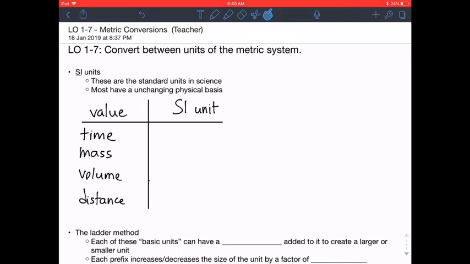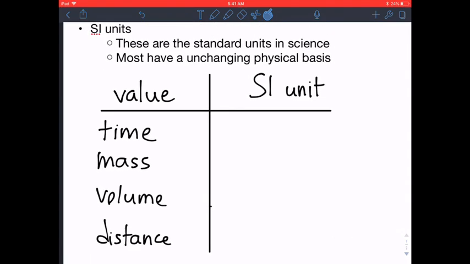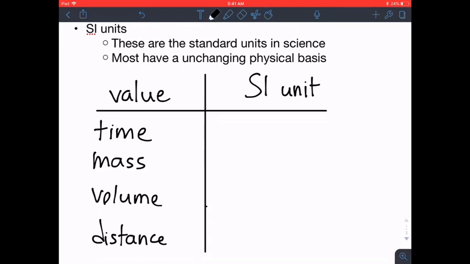Okay, here we go. Learning objective 1-7 is that students should be able to convert between units of the metric system. You probably already know how to do this. You probably did it in junior high, so we're going to try to be quick on this one. We're even using the same strategy you probably used in junior high, though there are multiple ways to convert in the metric system.